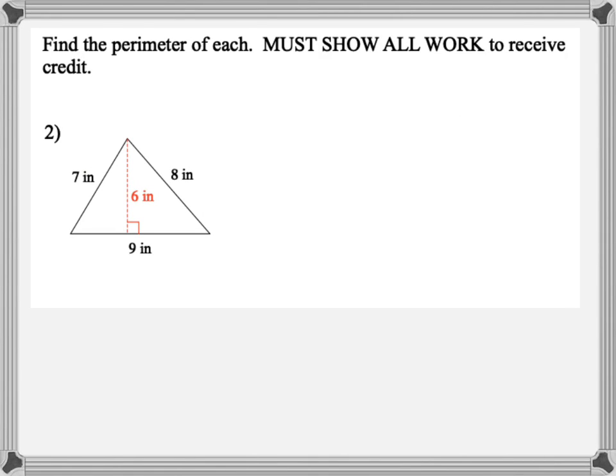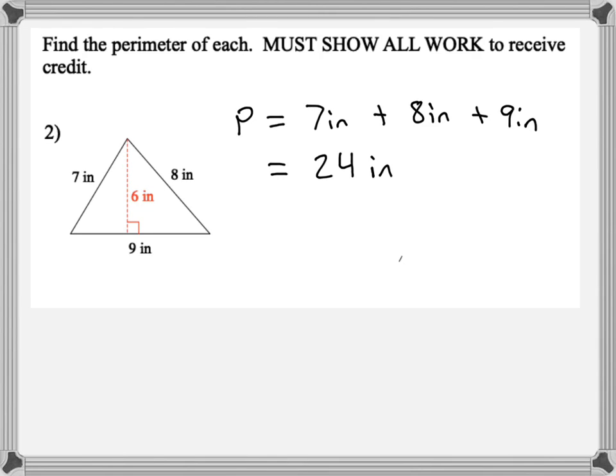Here, again, we have to show all work, so perimeter, P, is equal to add all 3 sides of this triangle together. We have 7 inches plus 8 inches plus 9 inches. When you add those 3 numbers up, you get 24 inches. So our perimeter is 24 inches.